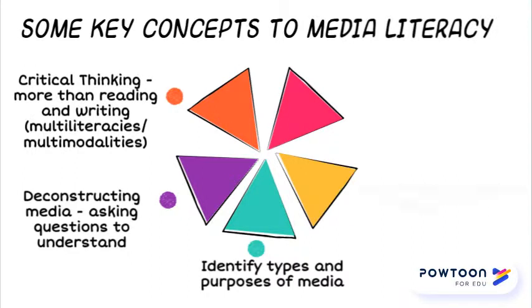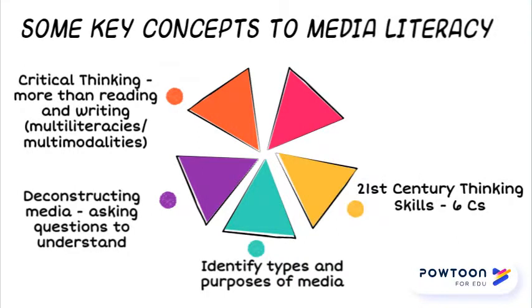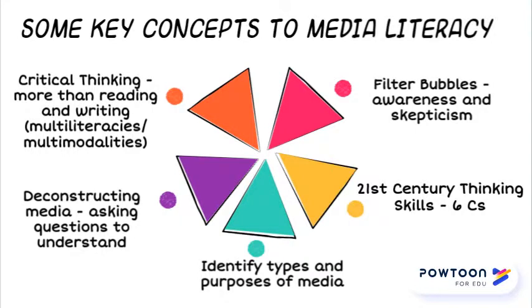Pull in 6 C's: character education, citizenship, collaboration, communication, creativity, and critical thinking. And understanding filter bubbles, the awareness that algorithms and filters decide what we see online, and being skeptical of that.